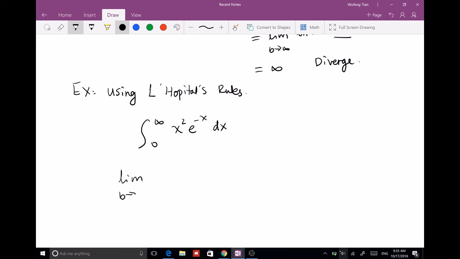Limit as b goes to infinity of the integral from 0 to b of x squared e to negative x dx. Now if you treat this as a finite integral, don't consider the limit first. Can you find the antiderivative of this one? That makes you feel better. This is x squared, this is e to negative x. Use the tabular method.